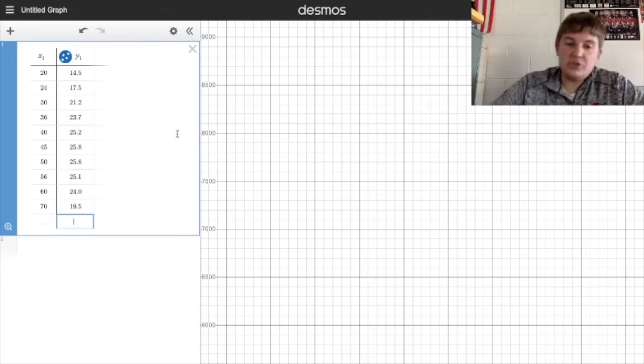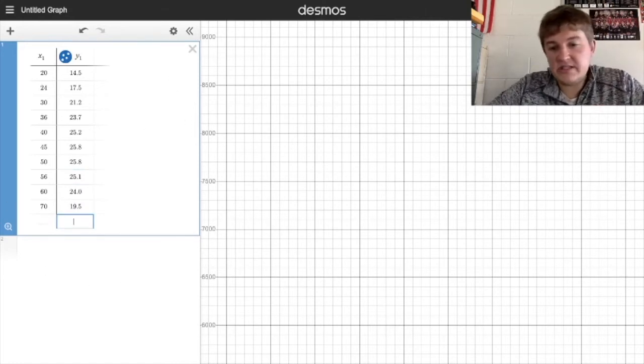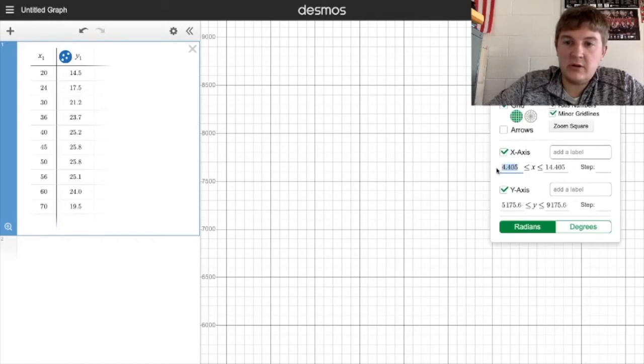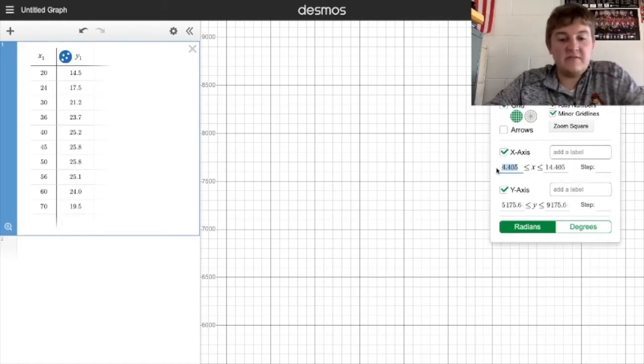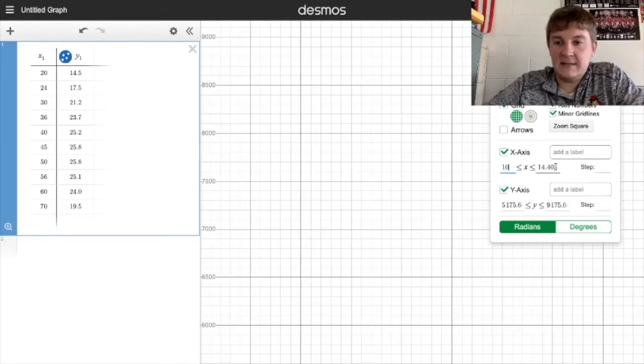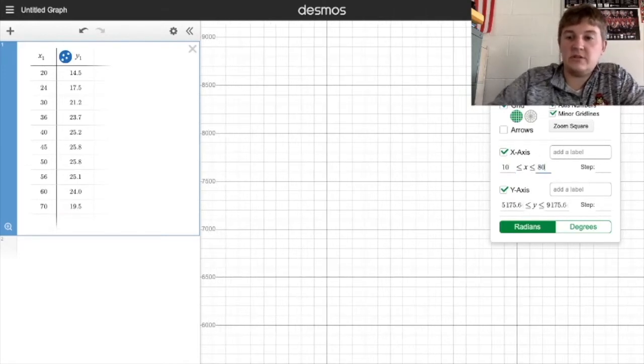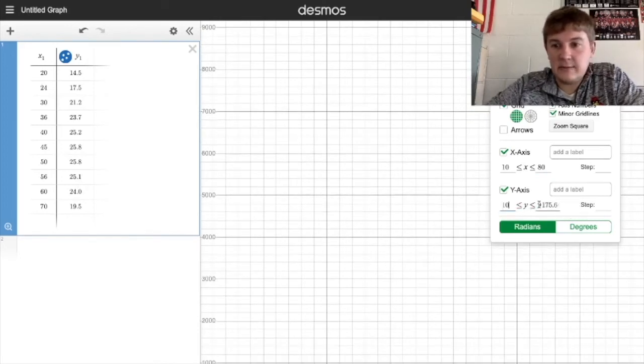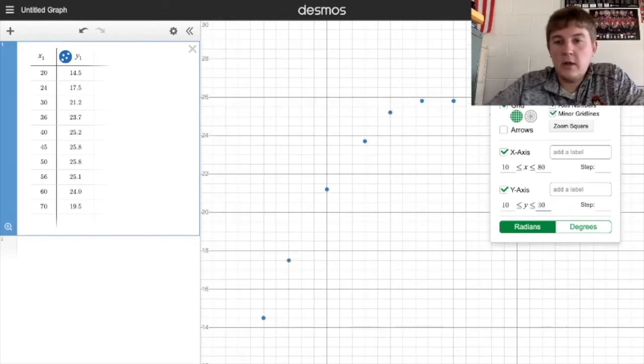Okay. And again, we have the same issue as every time. This is in the thousands, this is in the X's. We want to change this. So I want to get from like 20 to 70. So let's go change our X's. I'm going to click in here, and I get a minimum of 20, max of 70. Let's go 10 to 80, just so we have a very clear picture of everything that's going on. My Y values are much lower, from 14 to like 25. So let's be on the safe side and go 10 to 30, I think is appropriate. Okay, and then I can click out.